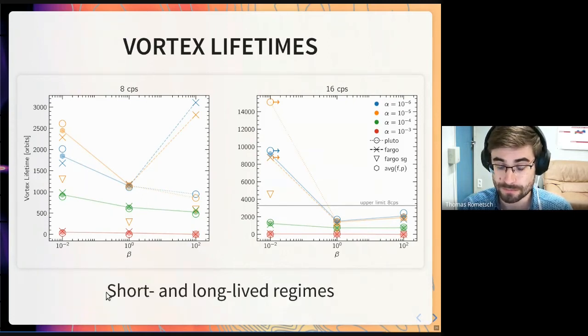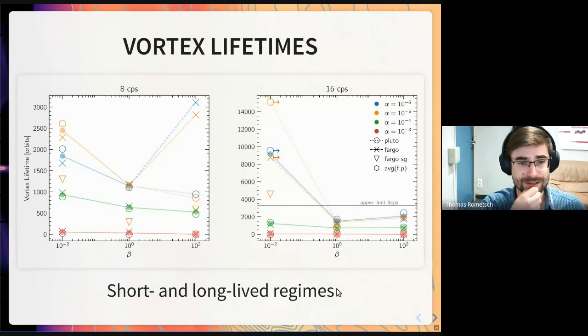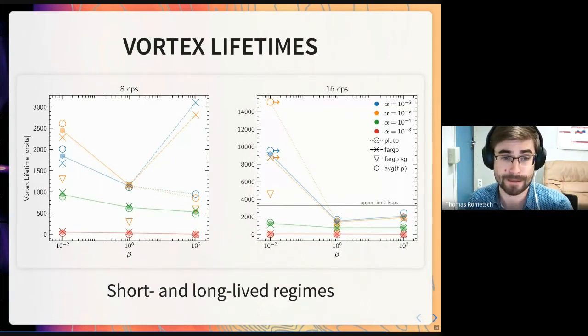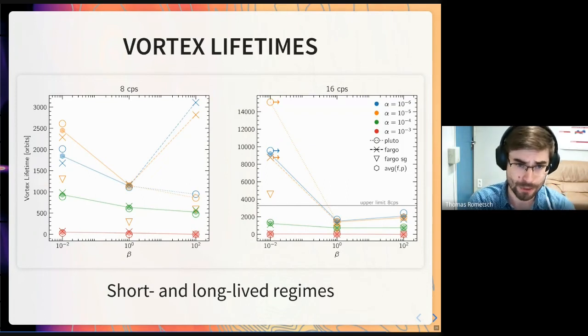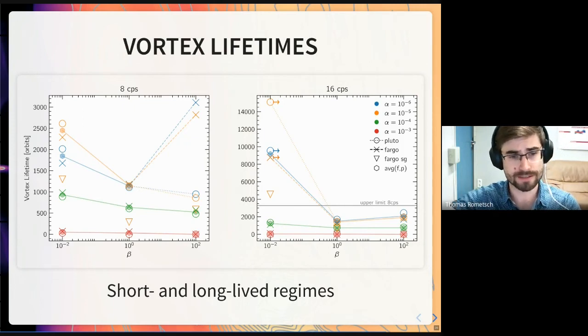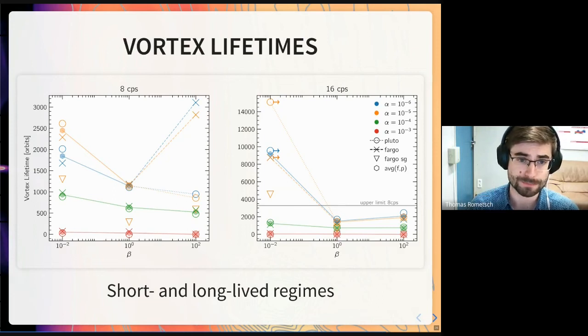Okay, so takeaway message: just by changing the time scale on which the disk cools, you get drastically different behavior. You get short and long-lived regimes for these vortices. This was not really known before. And of course, now you can ask how long is the time scale at which position in the disk, and this will help us to interpret the observations.